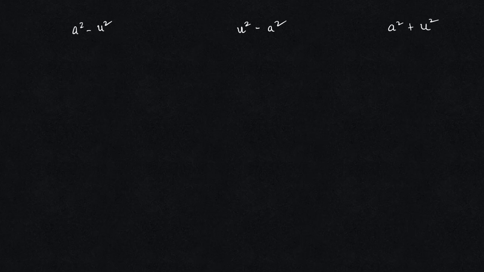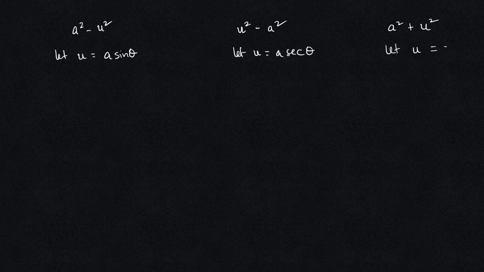For trigonometric substitutions, why is it that when we have a squared minus u squared, we let u be a sine theta, and when we have u squared minus a squared, we let u be a secant theta, and when we have a squared plus u squared or u squared plus a squared, we let u be a tangent of theta? Keep in mind that u can be a function of x, and so u doesn't have to be x.